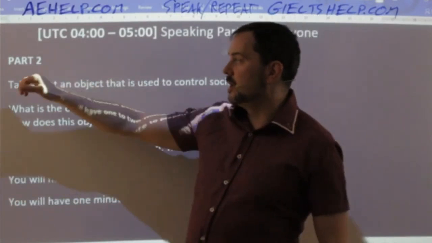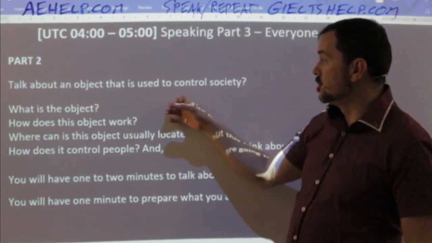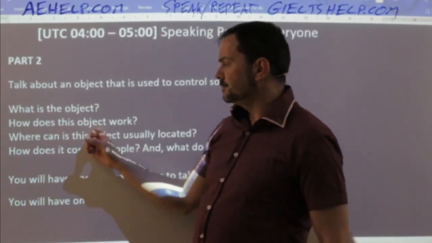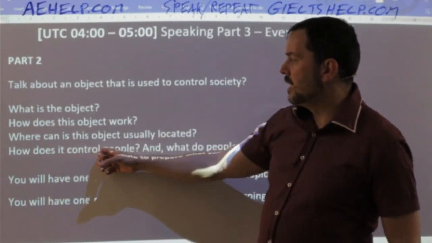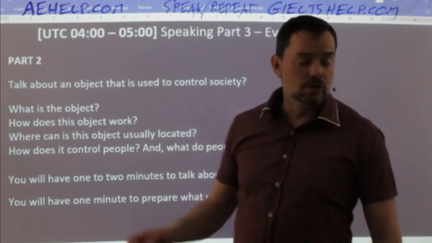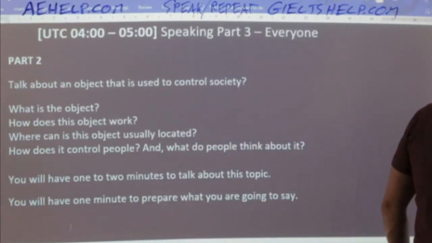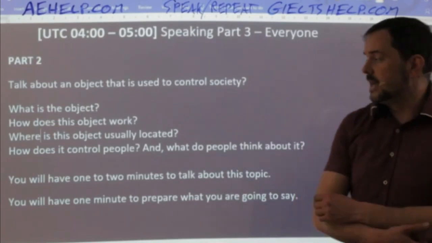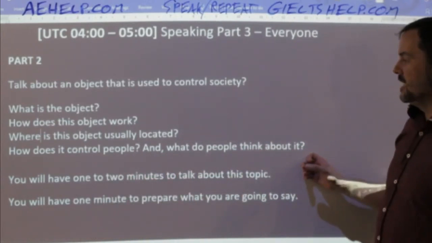So look at the card part two. Talk about an object that is used to control society. What is the object? How does this object work? Where is this object usually located? Let me just take out that unnecessary confusing word there. It's an artifact. So where is this object usually located? How does it control people? And what do people think about it?